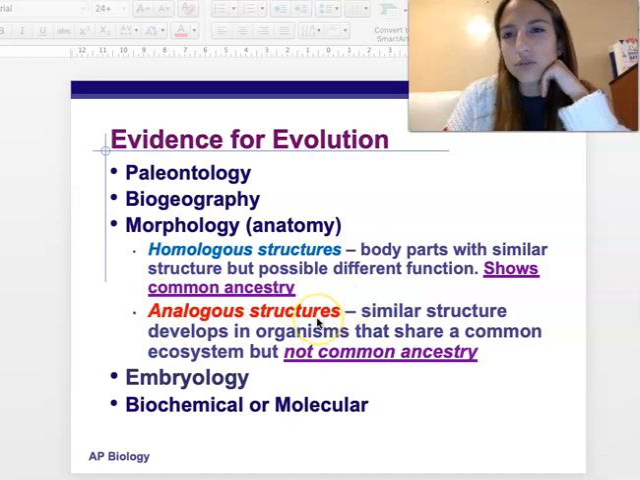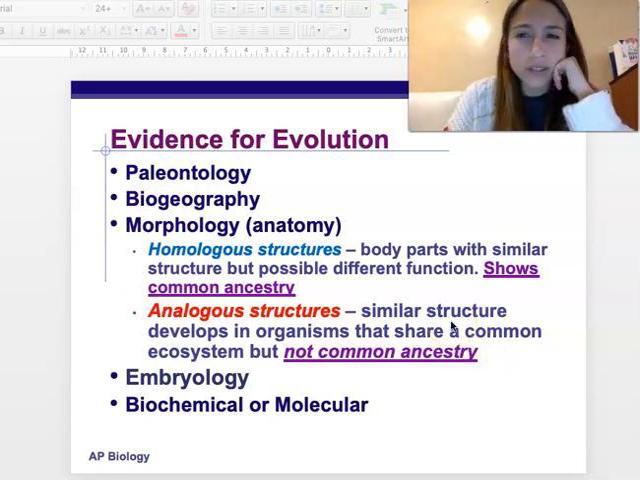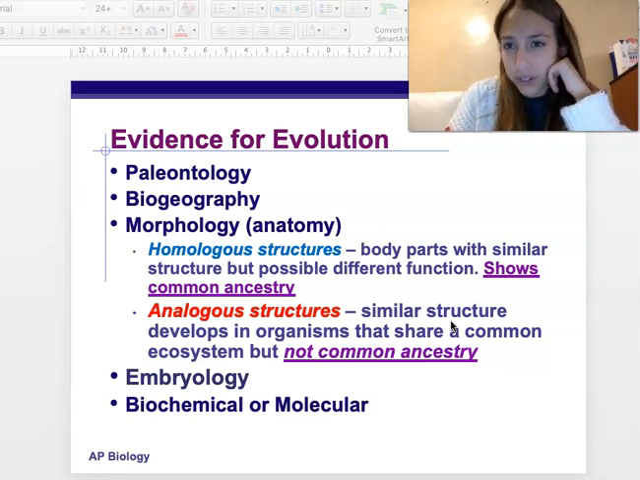This has a lot to do with biogeography. They are similar structures, for example, wings in a butterfly and wings in a bat. They fulfill the same function, right? So that the bat and the butterfly can fly. But they develop in organisms that share a common ecosystem, a common biogeographical region, but not a common ancestry.